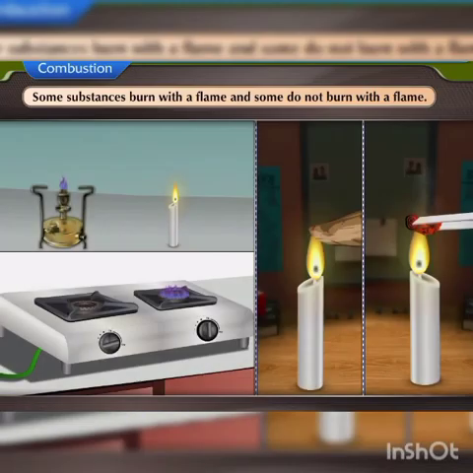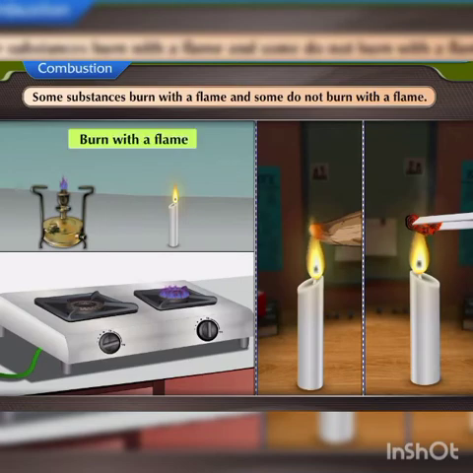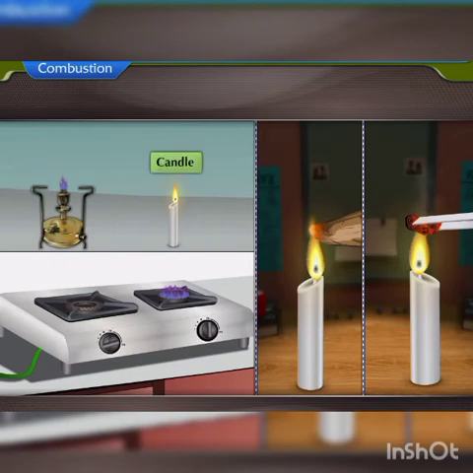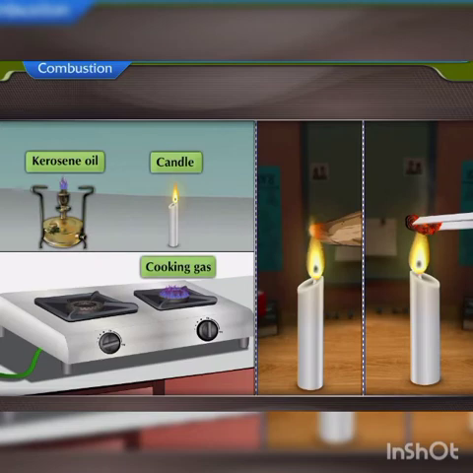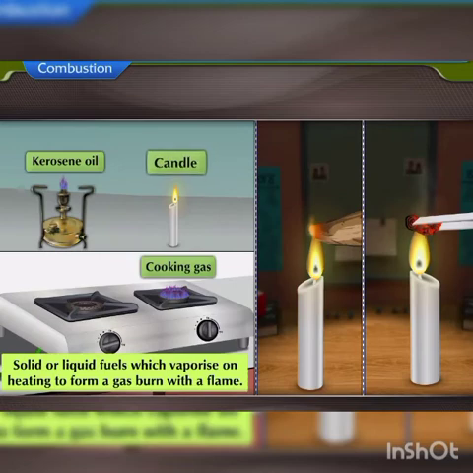Now, let us understand why some substances burn with a flame and some do not burn with a flame. We know that a candle, cooking gas and kerosene oil burn with a flame. Gaseous fuels like cooking gas burn with a flame. Solid or liquid fuels which vaporize on heating to form a gas burn with a flame.